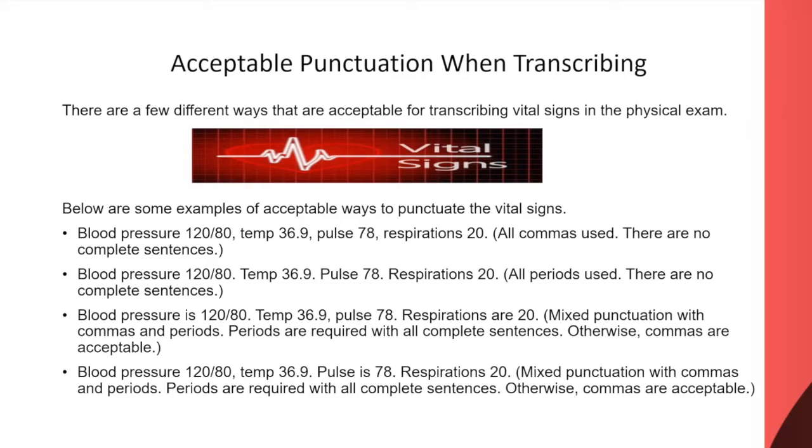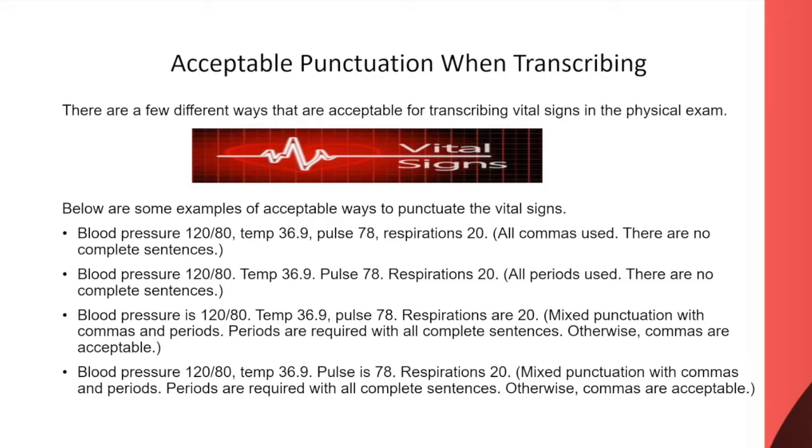Now, here's where a lot of students get confused, the acceptable punctuation when transcribing. There are a few different ways that are acceptable for transcribing vital signs in the physical exam. So when it reads blood pressure 120/80, temp 36.9, pulse 78, respirations 20, all commas can be used here because there are no complete sentences. When you don't have a verb dictated, then it isn't a complete sentence.